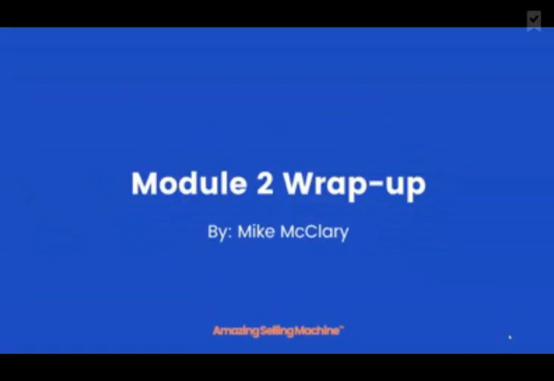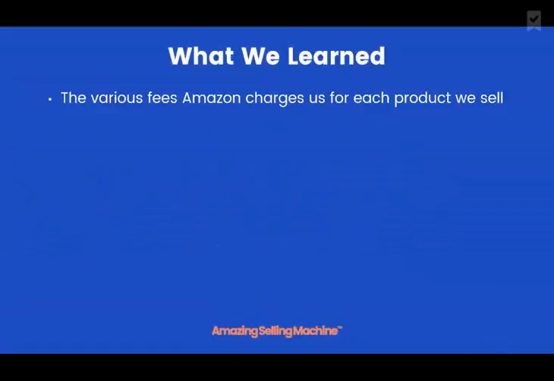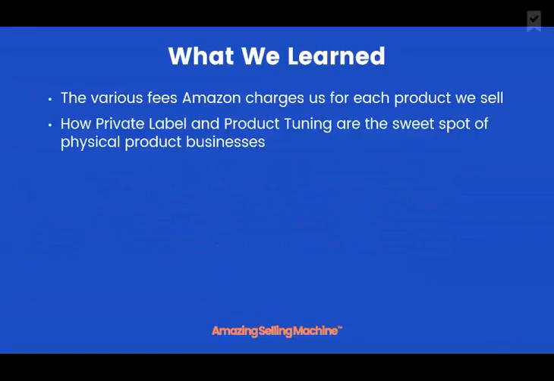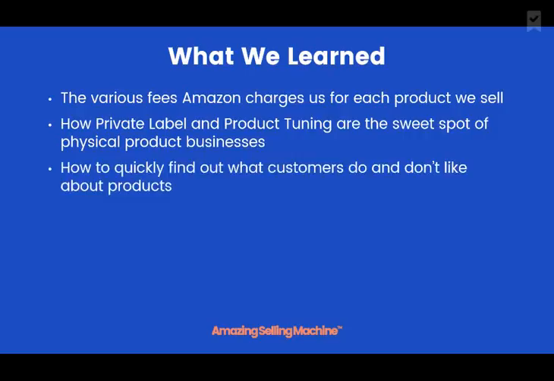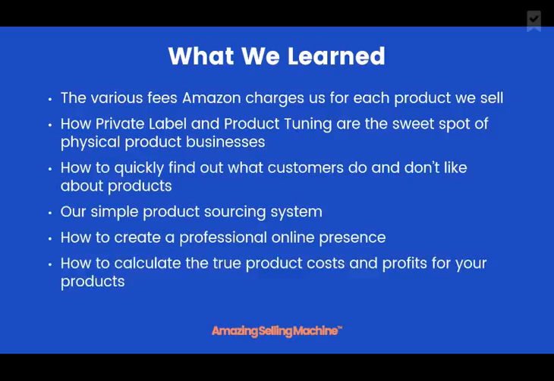Congratulations on completing Module 2 of the Amazing Selling Machine. Here are all the things that we covered in this module. The various fees that Amazon charges us each time we sell a product. How private label and product tuning are the sweet spot of the physical product business models. How to quickly find out what customers do and don't like about products by performing the research part of product tuning. Our simple product sourcing system. How to create a professional online presence in no time at all. How to calculate the true product costs and profits for your products, and finally, how to order product samples.